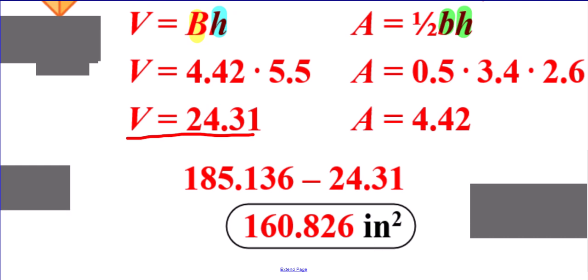Oh, and I messed up. Oh, Mr. Underkoffler, volume should be cubic inches. Why did you not proofread this ahead of time? My apologies. Make sure that volume is cubic inches. If it was surface area, then it would have been squared. Okay, part A is done. I got the volume of the empty space.